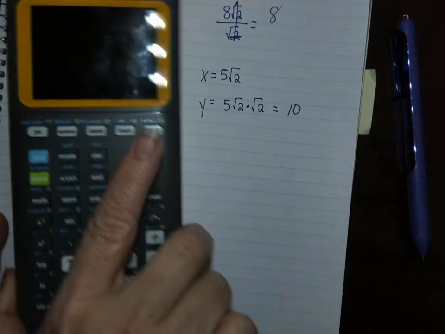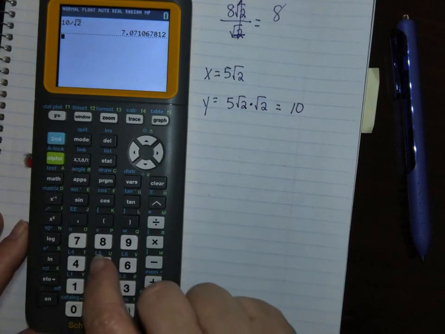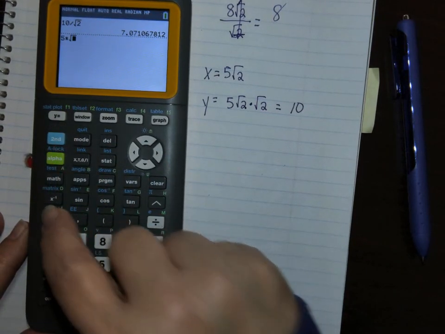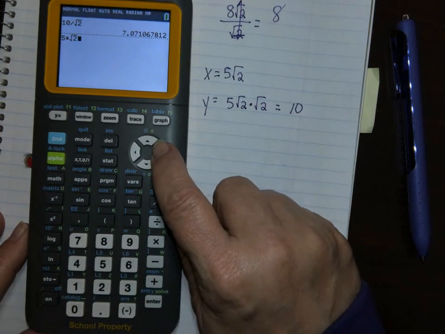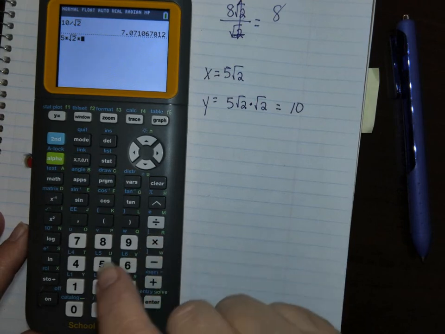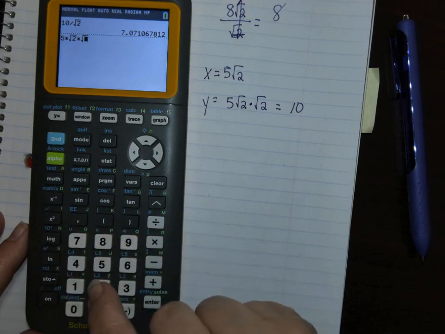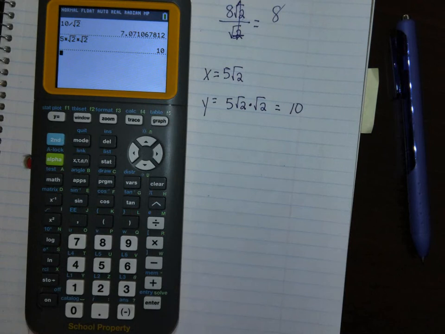Well, let's look on the calculator, just to show you it is right. 5 times the square root of 2, right, and then you have to use your arrow button to make that square root n. Then you're going to times it by another square root of 2, and you get 10.